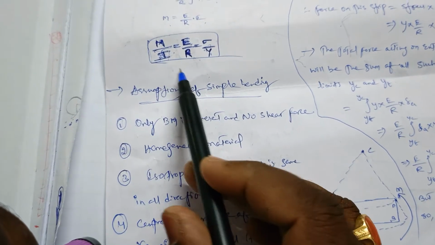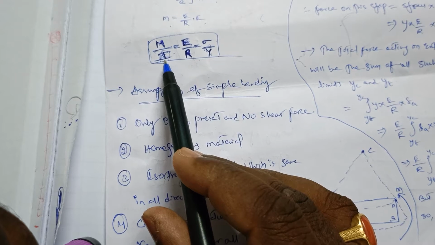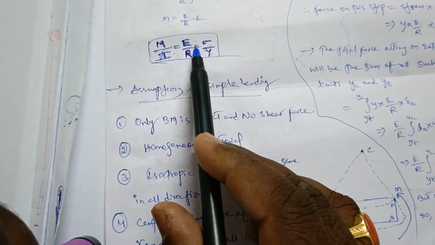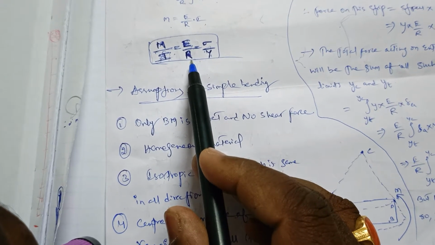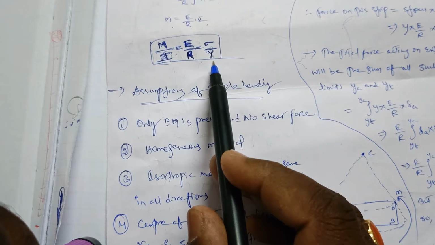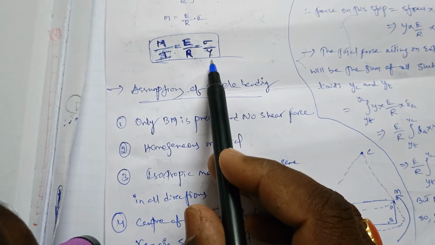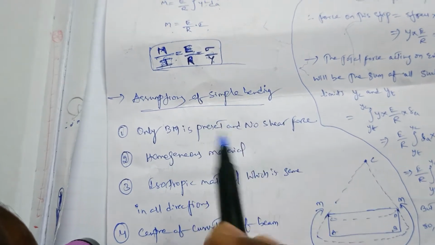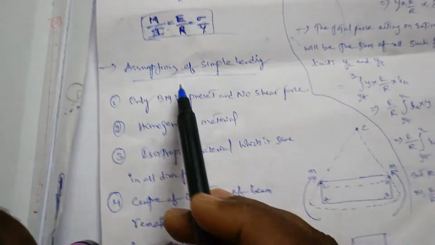That is, M is equal to moment, I is equal to moment of inertia, E is equal to Young's modulus, R is equal to radius of curvature, sigma is equal to bending stress, and y is equal to distance from neutral axis. These are very important. And let us see what the assumptions of simple bending are.